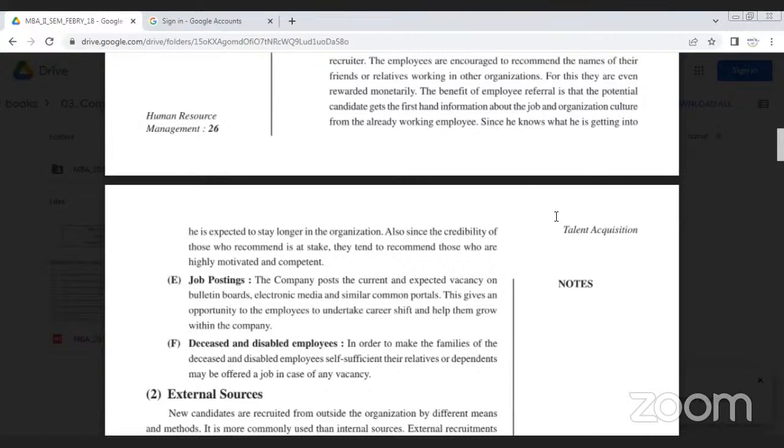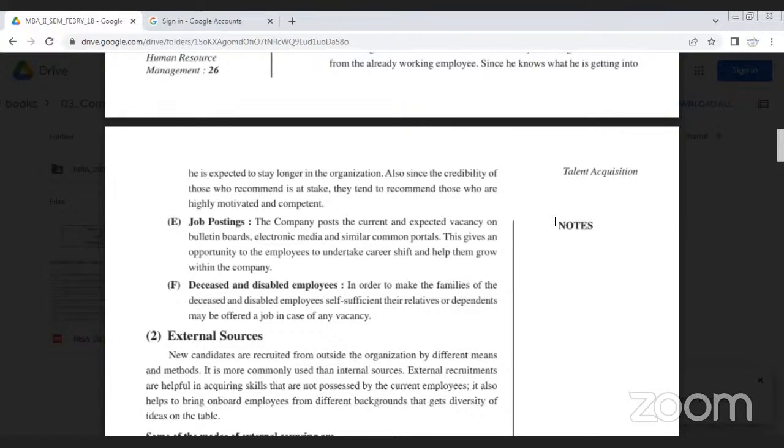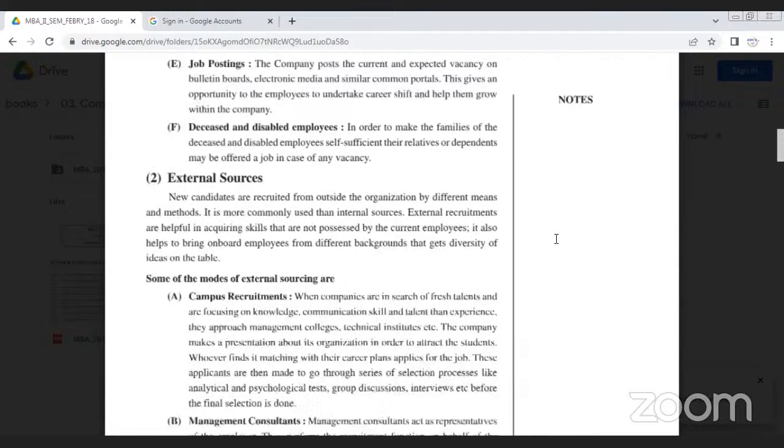Second, job posting. The company posts the current and expected vacancies on bulletin boards, electronic media, and similar common portals. This gives an opportunity to the employees to undertake a career shift and helps them grow within the company. Deceased and disabled employees. In order to make the families of these deceased and disabled employees self-sufficient, their relatives or dependents may be offered a job in case of any vacancy.